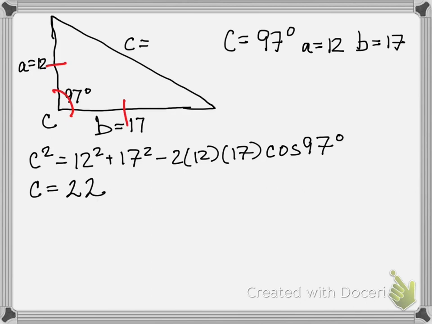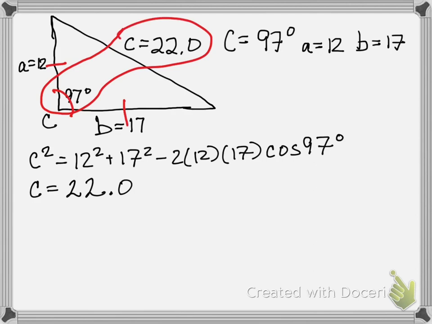22.0 for side C. And then from there, I can go on and switch to the law of sines. Something that you might notice is that we can always use law of sines if we know an angle and its opposite side. Then I can get into those law of sines formulas.